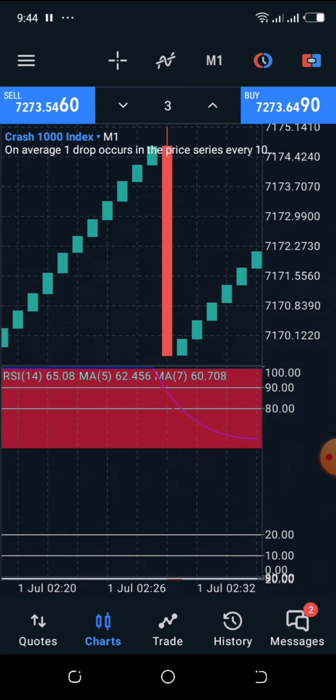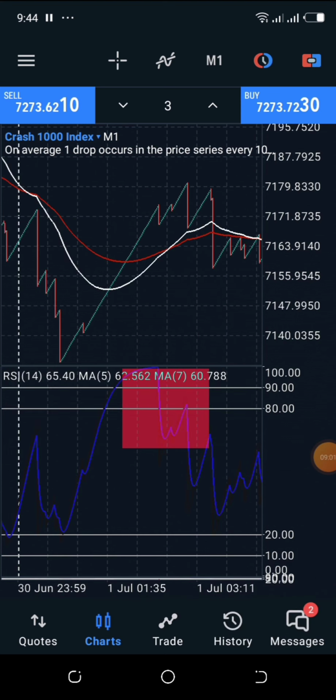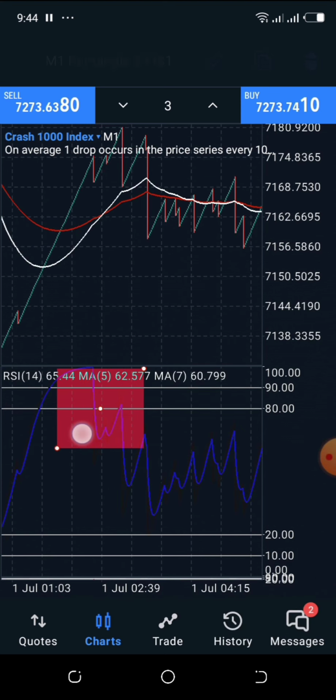All right, it touched that green line there. You can see it here. It touched the 100, that's this line here. After the touch, what do I say you should do? You should wait.